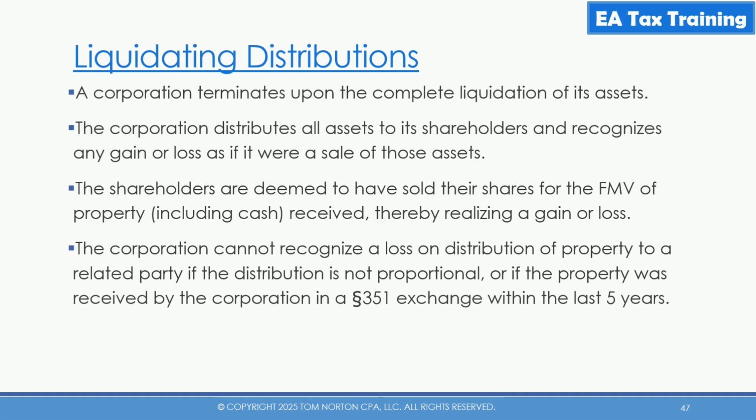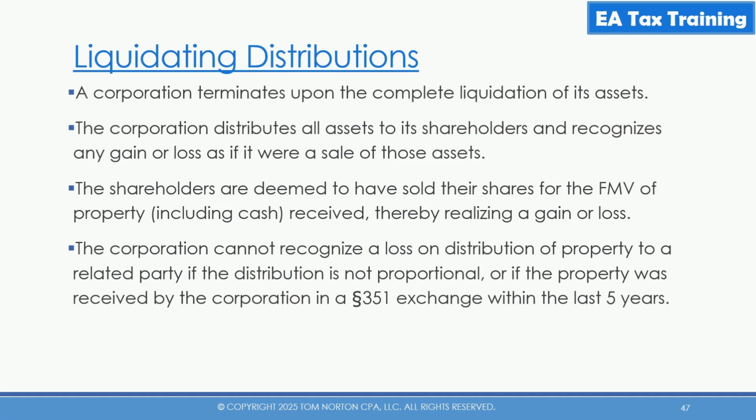Liquidating distributions. A corporation terminates upon the complete liquidation of its assets. So if it just goes out of business and liquidates its assets, the corporation then terminates. The corporation distributes all assets to its shareholders and recognizes any gain or loss as if it were a sale of those assets. So you can do a liquidation in a few different ways. One thing you could do is just sell all of your assets and then take whatever cash is left over, pay off your debts, and send the rest out to the shareholders.